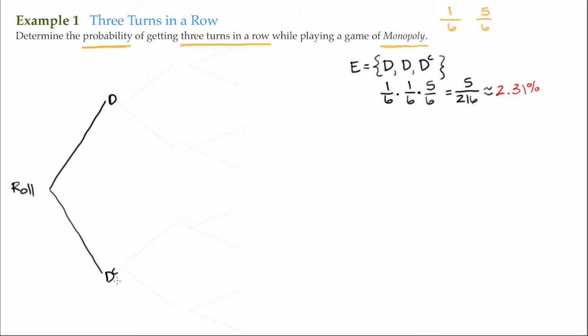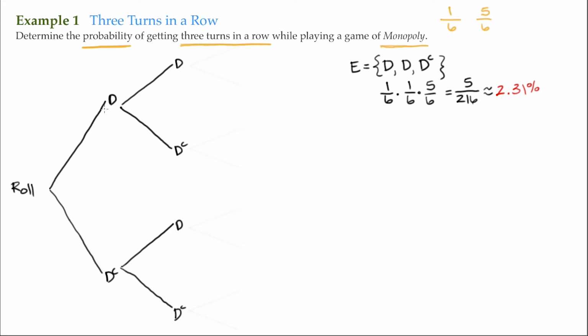Then in my second roll, the branching continues. I branch out from my first roll here. I could roll a doubles or not a doubles. Or if I did not roll a doubles, I could branch out again, doubles, and then not a doubles. And of course, this pattern continues.